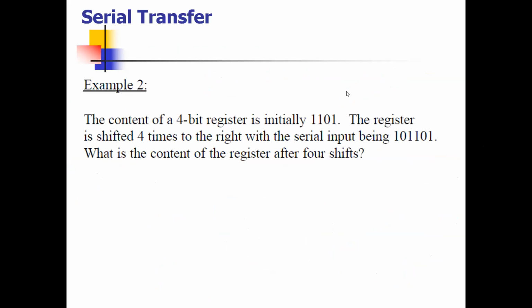So the register topic is done. And now this is the question for you. The content of a 4-bit register is initially this. So what is the meaning of initially this content? It's already there inside. Very good. That means the register already has this, so it is not empty. The register is shifted 4 times. So you need to give how many clocks? 4 clocks. Very good.